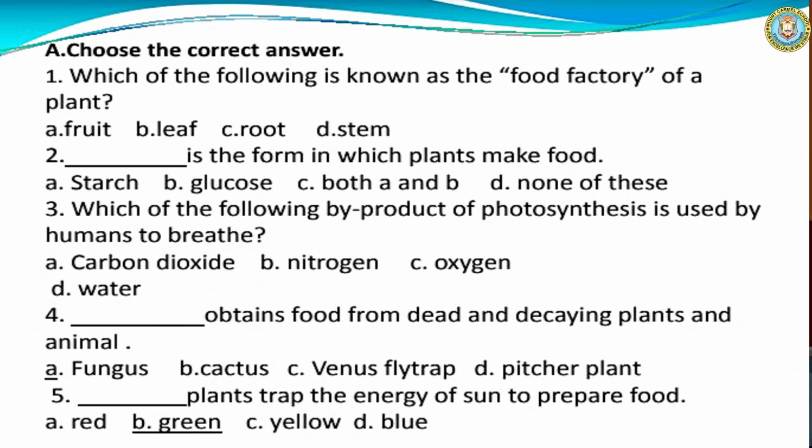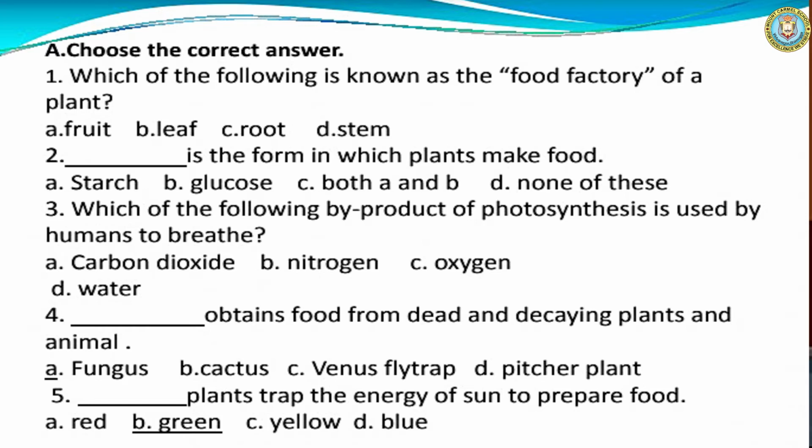Okay, ready? Then the second question is, dash is the form in which plants make food. In which form plants prepare ಮಾಡುತ್ತೆ? Food prepare ಮಾಡುತ್ತೆ. Food ಯಾವ ಫಾರ್ಮ್ ಅಲ್ಲಿ ಇರುತ್ತೆ? Yes, the B, glucose. Okay.